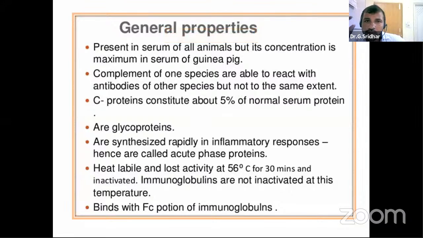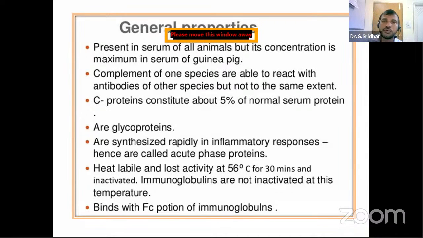That means if you heat the complement proteins at 50 degrees centigrade for 30 minutes, then they will lose their activity. That's why we call complement proteins heat labile, that means heat sensitive. Then the complement proteins bind to the Fc regions of the immunoglobulin. That is very important. Don't think that the complement proteins will go and bind to the Fab region. The Fab region is attached with the antigen.